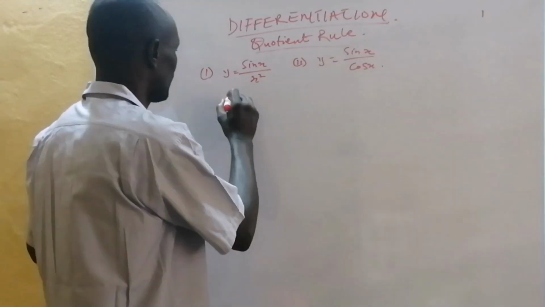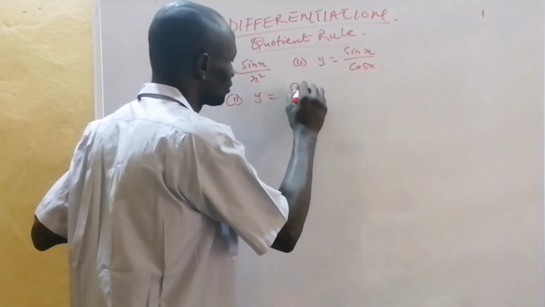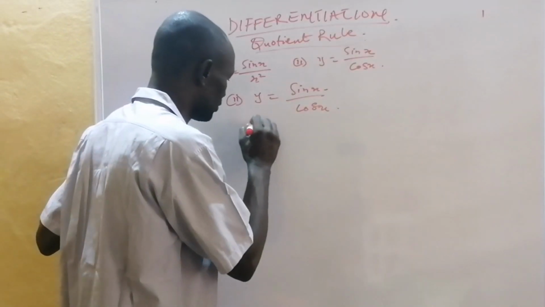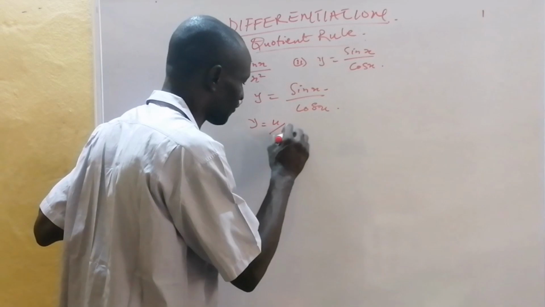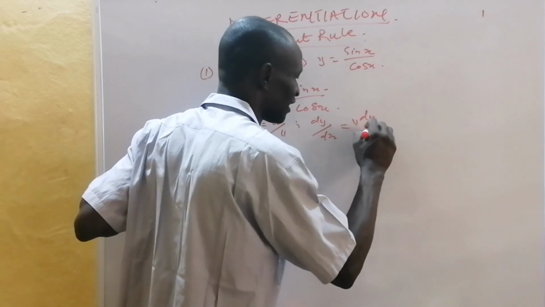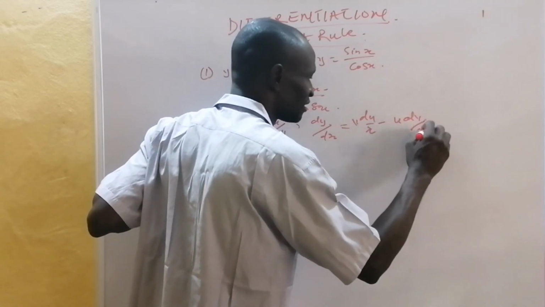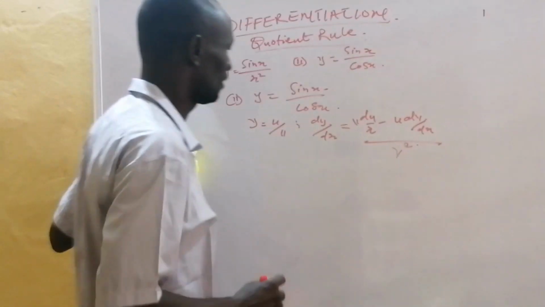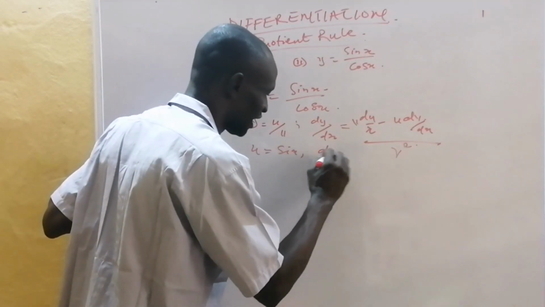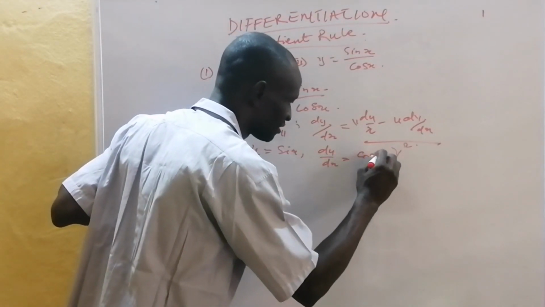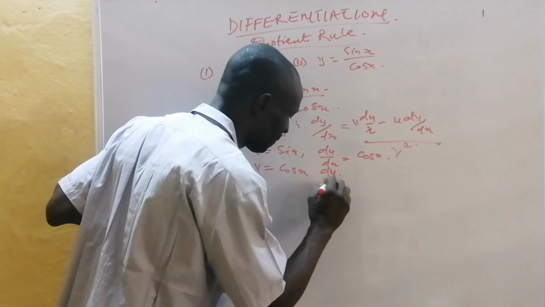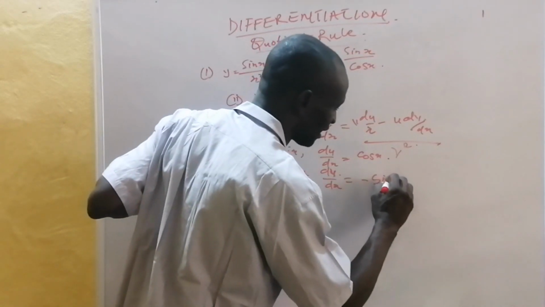In this example, we're given that y is equal to sine x over cos x. I said we'll be using quotient rule, where if y is equal to u over v, my dy/dx is the same thing as (v du/dx minus u dv/dx) over v squared. So if u is equal to sine x, my du/dx will be equal to cos x, and if v is equal to cos x, remember that our dv/dx becomes minus sine x.